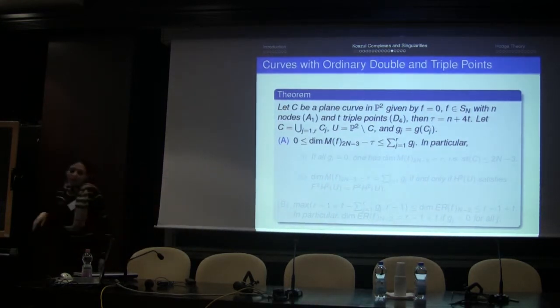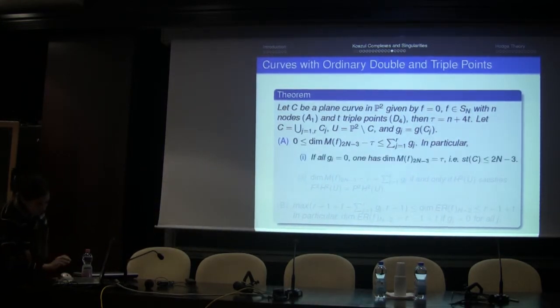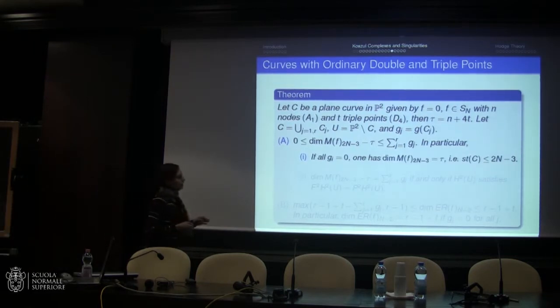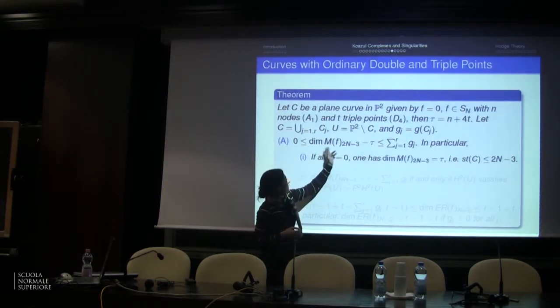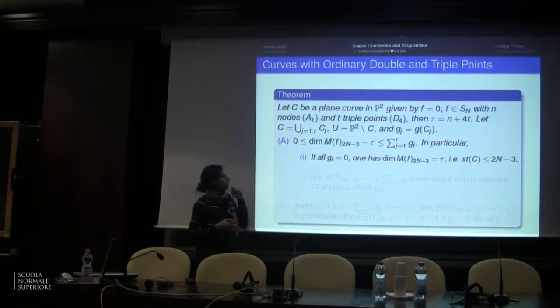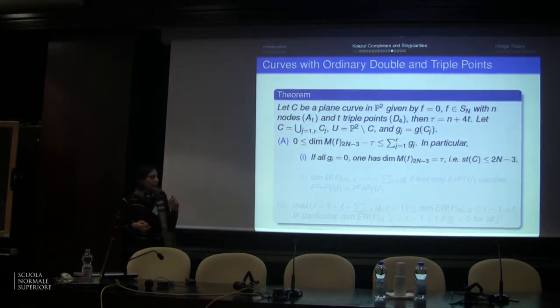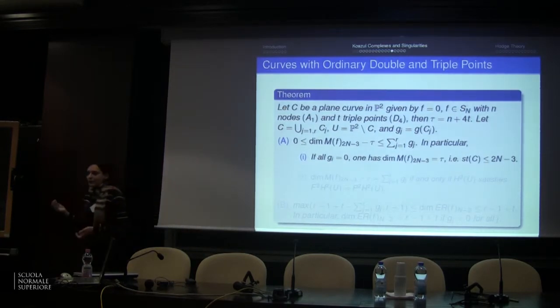So if we consider a rational nodal curve, so all the g_i are equal to 0, in this case, the dimension of the Milnor algebra in degree 2n minus 3 is equal to tau, which is the same thing as we have seen before. So the stability threshold in this case is less than or equal to 2n minus 3, and we have stability after 2n minus 3.